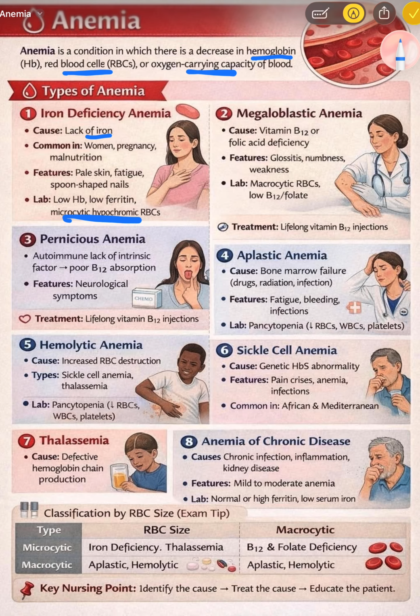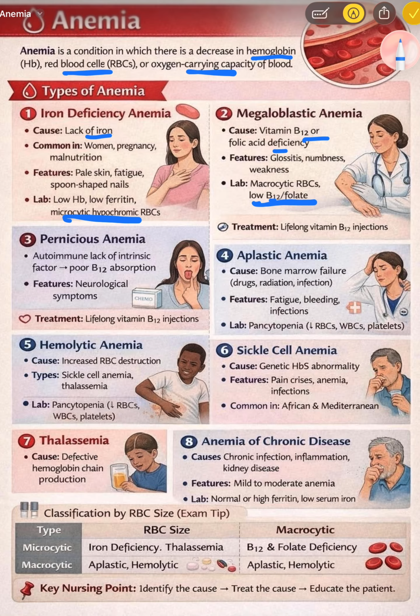The second type is megaloblastic anemia. The causes are vitamin B12 or folic acid deficiency, and the common features of megaloblastic anemia in patients will be glossitis, numbness, or weakness. On labs or CBC, there will be macrocytic RBCs and low vitamin B12 or folate.